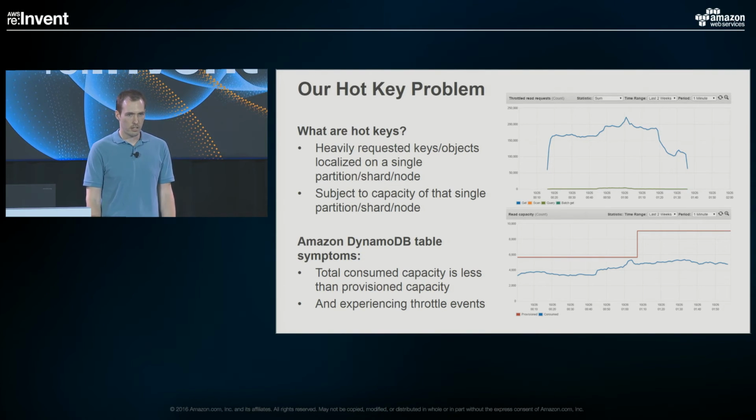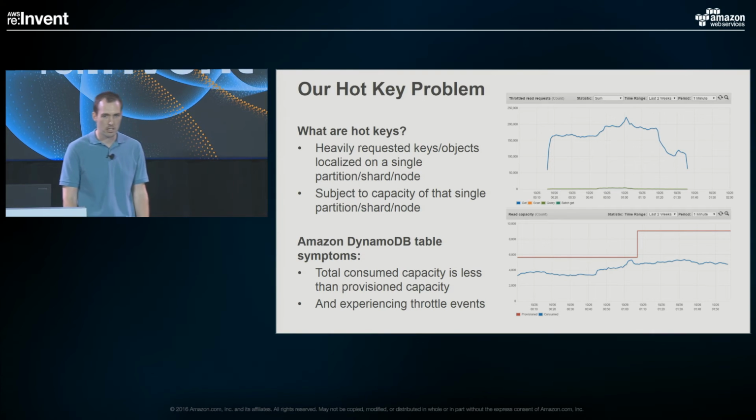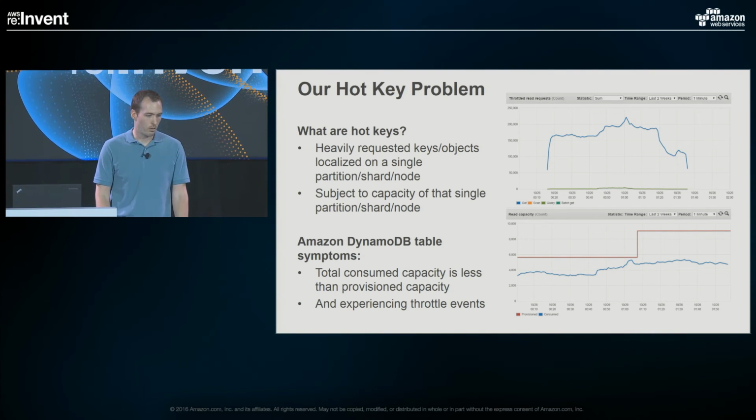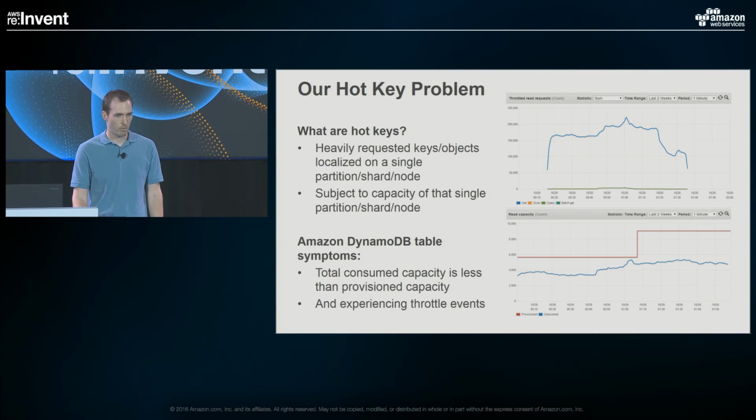On this slide, we have a couple of CloudWatch graphs. The top one is showing that we're currently experiencing throttling errors on our gets. The bottom one shows, the red line is our provisioned capacity for a Dynamo table, and the blue line is our actual consumed capacity. So this is the classic symptom of a hotkey. We're under-provisioned, but we're still seeing throttling.